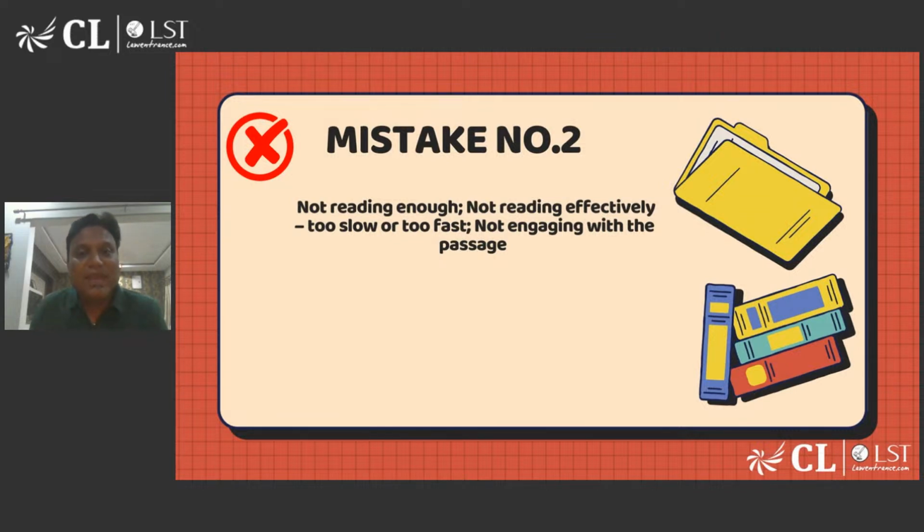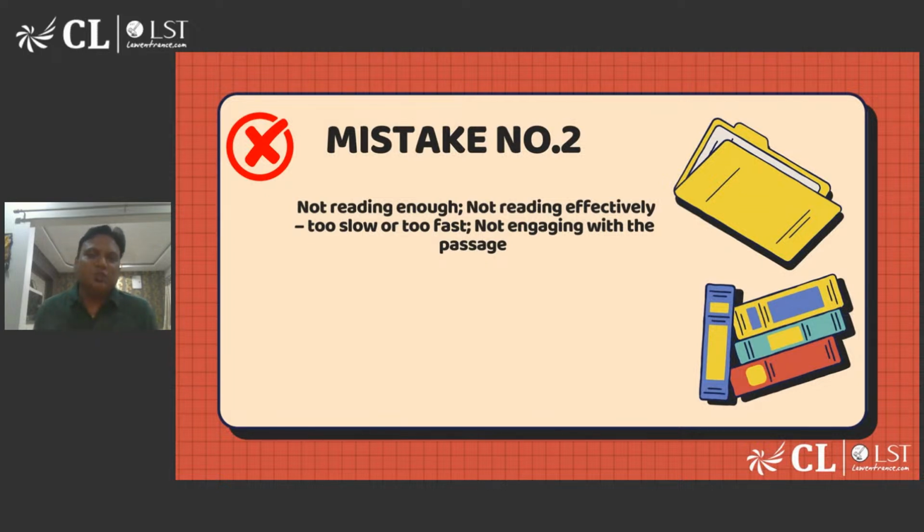And then the third is not engaging with the passage. What do I mean by engaging with the passage? Whenever you read a passage, you should have a clear purpose in your mind, why you are reading the passage. For me, there are two purposes for which you read a passage. Purpose number one is to identify the main idea of the passage, and purpose number two is how the author has organized the passage to arrive at the main idea. These are the two purposes for which I read the passage. Anything which comes across as an obstacle in my purpose, I skim that.